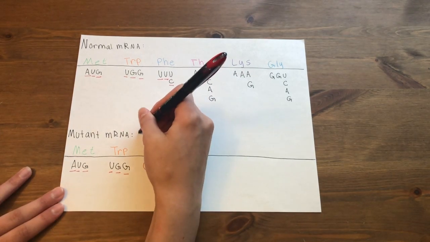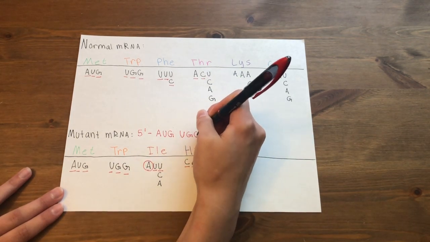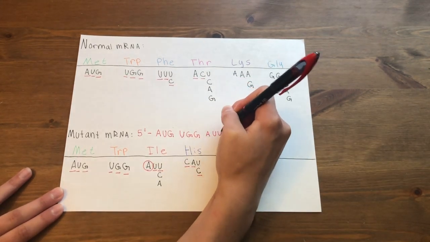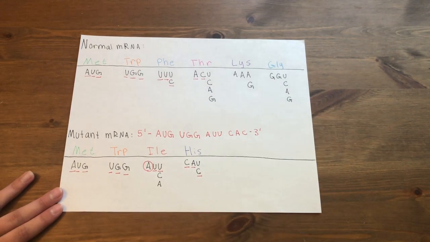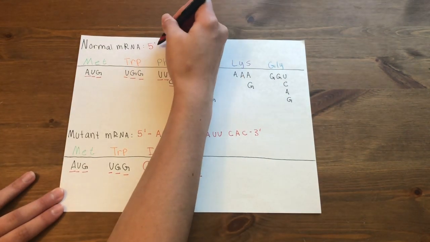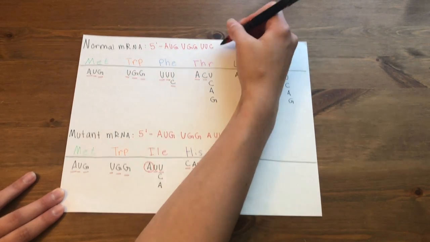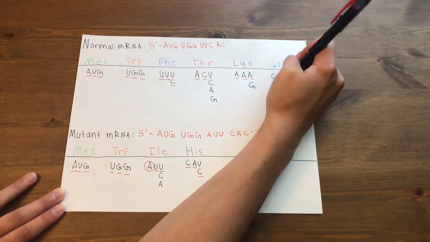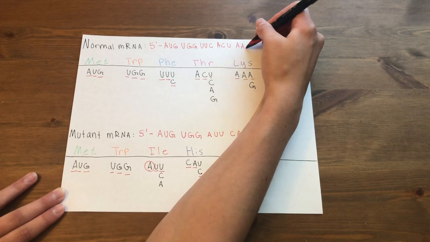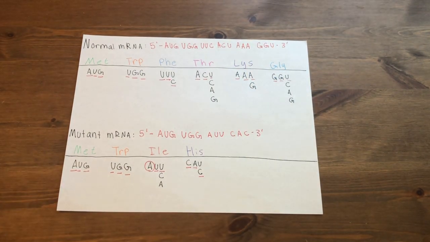For the mutant mRNA, this coding sequence is 5' AUG, UGG, AUU, CAC, 3'. For the normal mRNA that occurred before the mutation, we have 5' AUG, UGG, UUC, AC, and then for the next ones, it could be anything because we don't know. So I'm just going to use the top ones because that's easier: ACU, AAA, GGU, 3'.